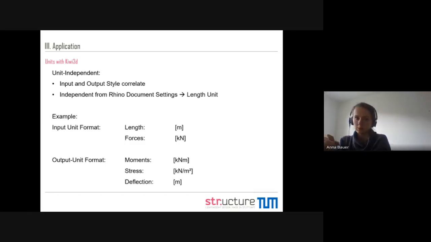And the same holds for force. So you decide it should be kilonewton, newton, or something else. And this defines your input and your output unit format. So if you decide on kilonewton and meter, the Young's modulus has to be in kilonewtons per square meter. And the same holds for the results. So stresses will also be in kilonewtons per square meter, or the deflections in meters and things like that. So if you understand the basics, you should be able to deal with that.